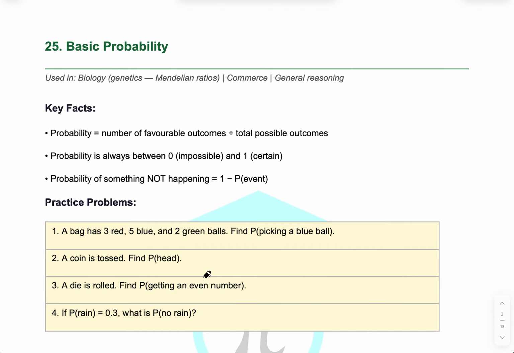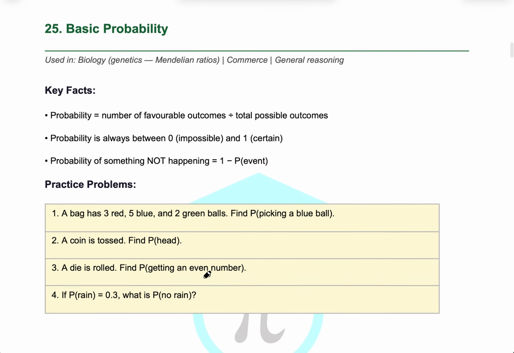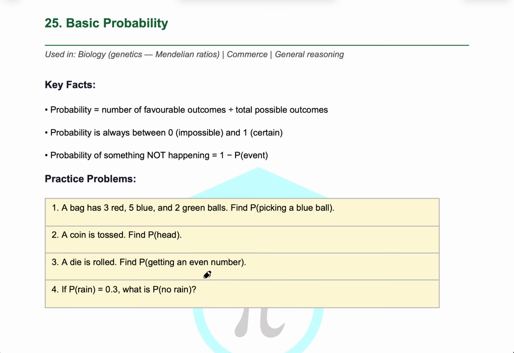Probability, you need to be able to find probability, like in biology and in commerce, in economics, and even in mathematics itself. First of all, probability is the number of favorable outcomes divided by total possible outcomes. So you can see here, if a coin is tossed, find the probability that you get a head. Now, let me do the first one. A bag has 3 red balls, 5 blue, and 2 green balls. Find the probability of picking a blue ball.